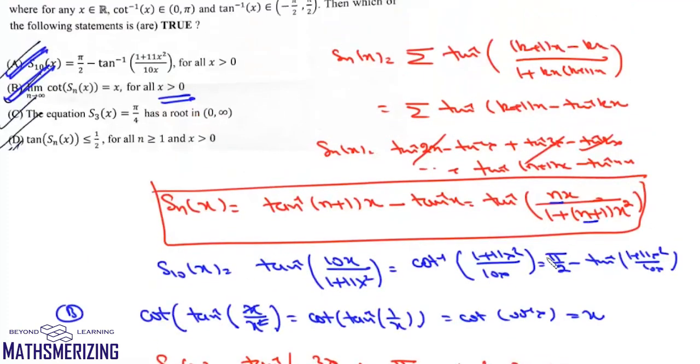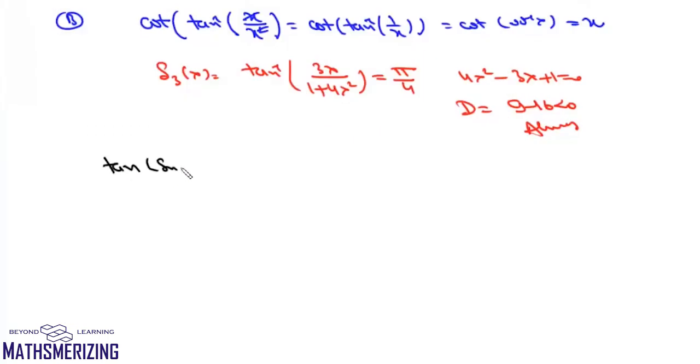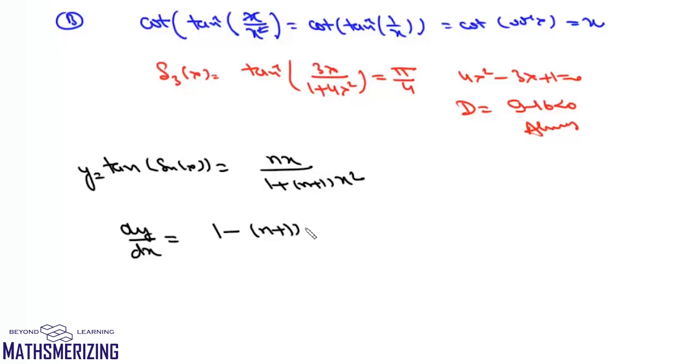So that means this option C is incorrect. And then finally, this D, which is tan inverse of x. Now if you look at this, it will be nx upon 1 plus (n plus 1)x square. Now if we take this as y, and if we differentiate this function, dy by dx will be equal to 1 minus (n plus 1)x square into n upon (1 plus (n plus 1)x square) whole square.